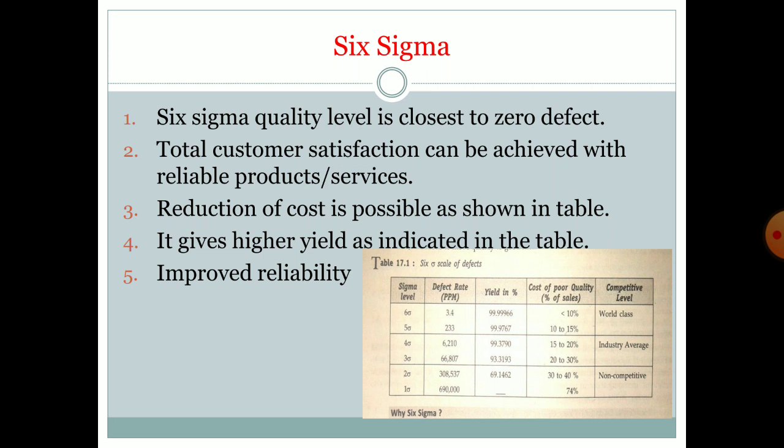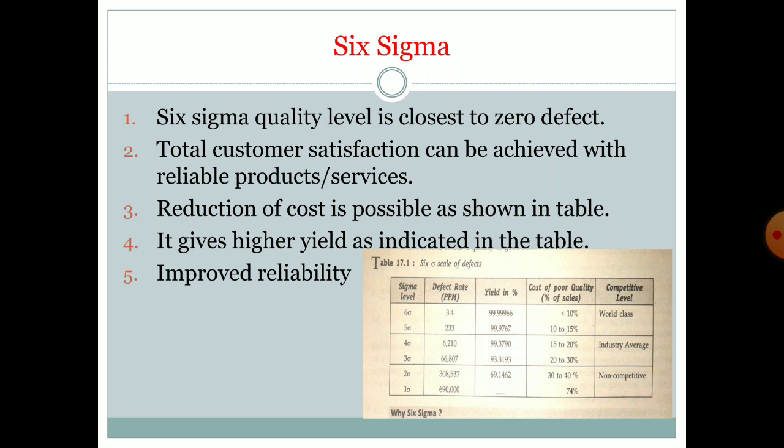If we go to 3 Sigma, then there is a huge increase in defects, 66,000, close to 67,000 as we can observe here, right? This is the defect rate, and the yield reduces to 93 point something percent, and again the cost of poor quality goes to 20 to 30%. If we go further to 2 Sigma, then defects go to a very high level, that is 3,08,537, and yield becomes 69 point something, and cost of poor quality is 30 to 40%. So this is a non-competitive organization.